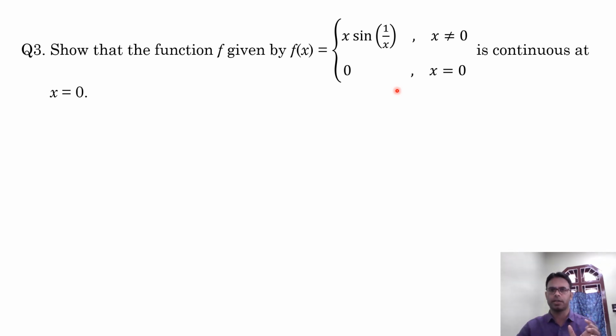Generally, the limit value is checked by taking the left hand limit and the right hand limit. If we take these two limits and they are equal, then we say that the limit of the function exists.